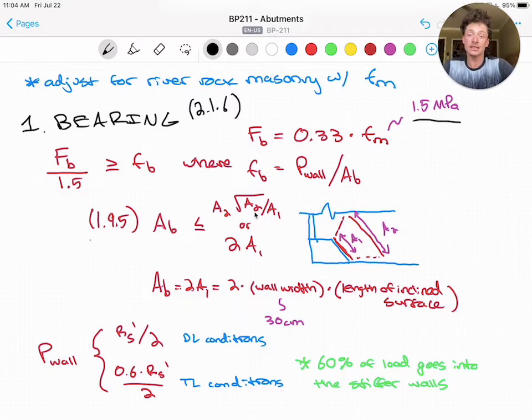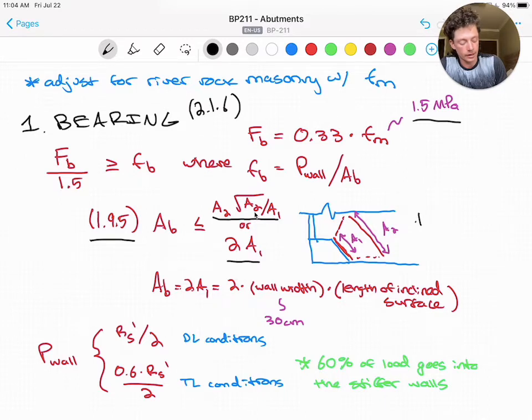And then this is computed over the bearing area, AB, which is stipulated further in section 1.9.5. The premise of this section is that we can increase our bearing pressure area as long as the masonry bearing is larger than the bearing plate, which is the anchor in this case, at a 2-to-1 slope from the point of the load up to A2. Now we have to meet the following conditions: that AB is less than or equal to A2 square root of A2 over A1, or maxing out at 2A1.